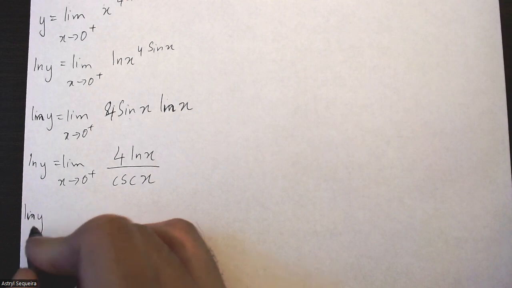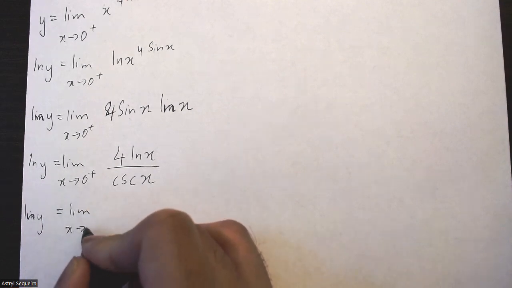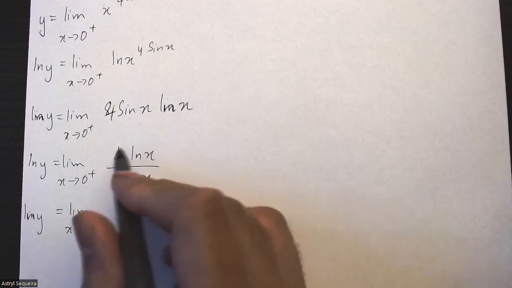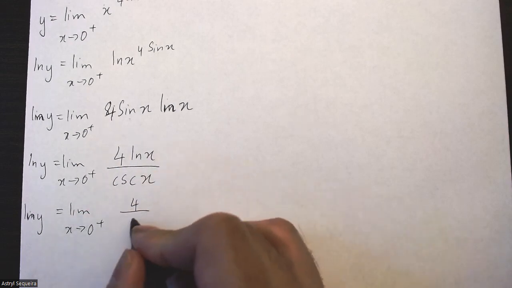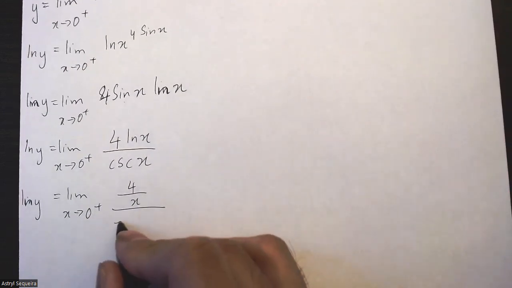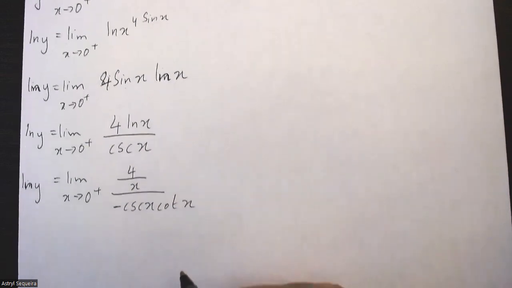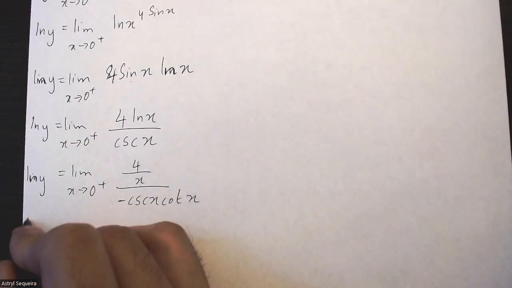So I don't know why I keep writing the i's there. Keep mixing it up with the limbs, I guess, and the lns. Derivation of 4 ln x is just 4 divided by x. Derivation of cosec x is negative cosec x cot x. Now all I have to do is simplify this.